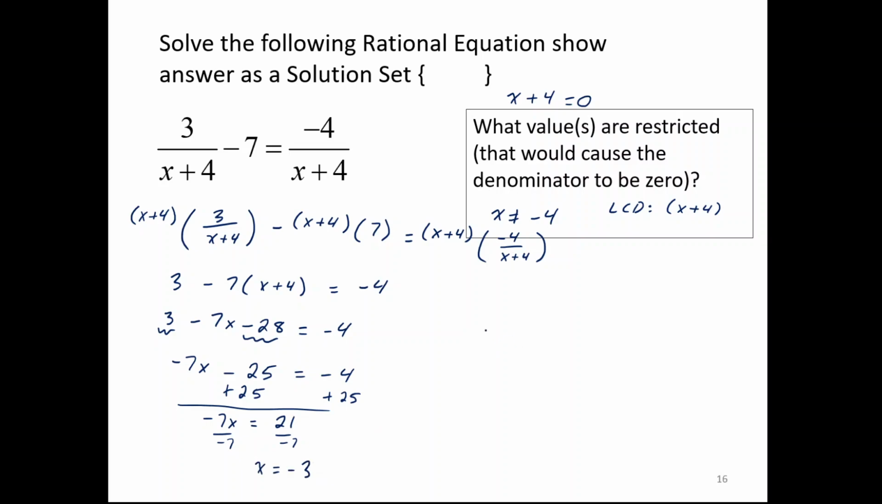Now again, thinking back to our restricted values, x cannot be equal to negative 4. The value we found is negative 3, not negative 4. So our solution set is open brace negative 3, close brace.